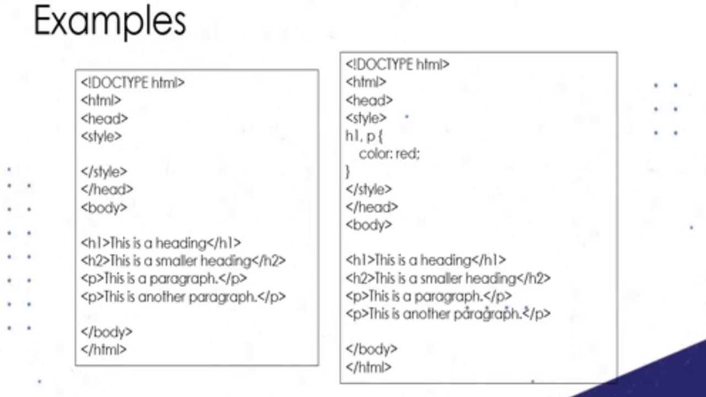But if we want to have only one para and H1 red, can we use this one? One para and only H1. First para and H1. How can we do that? Anyone?